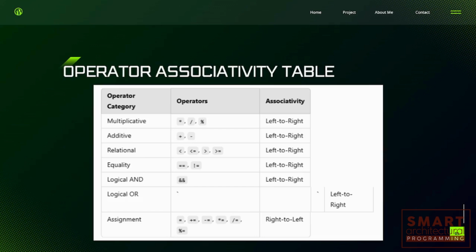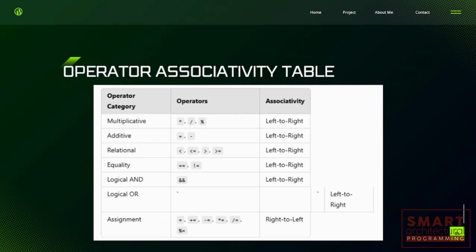So if we have the multiplicative operator category, which is multiplication, division, and modulus, it works left to right. As I mentioned, most of them are left to right. Only assignment and unary operators are right to left. Then we have additive operators, which are positive and negative, which also go from left to right. Then we have relational operators, which are greater than, less than, less than or equal to, and greater than or equal to. They also work on the left to right associativity principle.